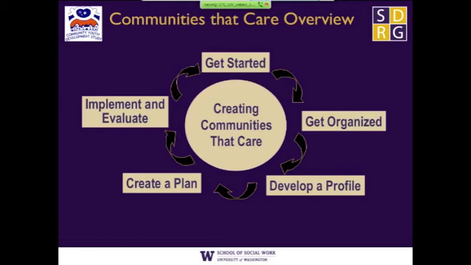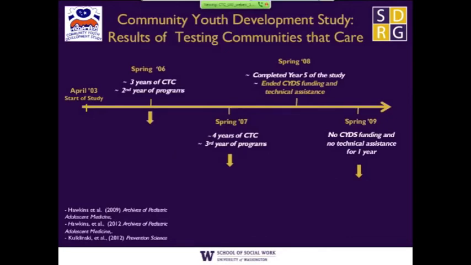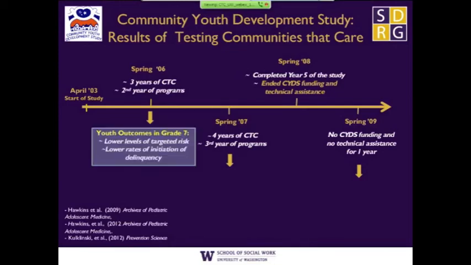So does this change youth outcomes? Well, the evidence would suggest yes. Next slide, please. Since 2003, we've been testing CTC in a randomized community trial in 7 states, 24 towns, with annual data collection. By spring of 2007, youth in the CTC communities had significantly lower rates of initiating drug use and delinquency, lower rates of use, and fewer delinquent and violent behaviors. These benefits were sustained into grade 10.